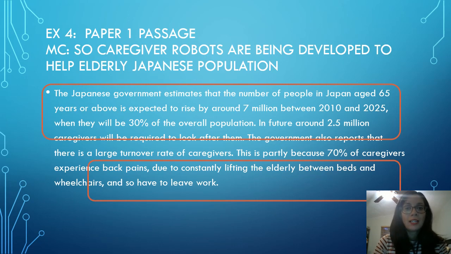Moreover, they're saying that caregivers experience back pains. 70% of them experience back pains due to constantly lifting the elderly. 70% is significant, and there really seems no other reason. There's no other alternative explanation for why they would have back pain. So this is all strong use of evidence.